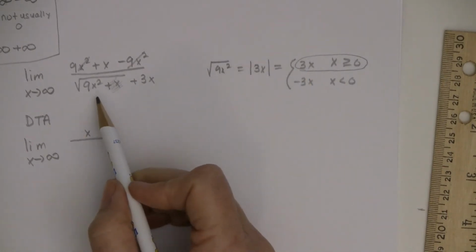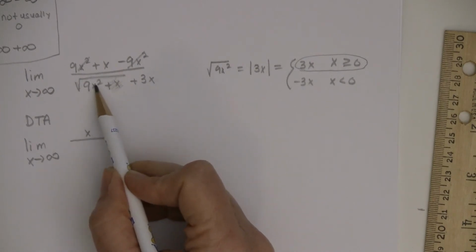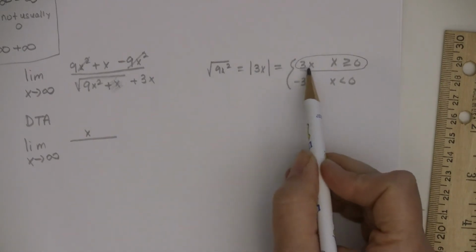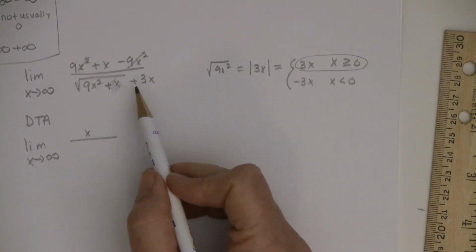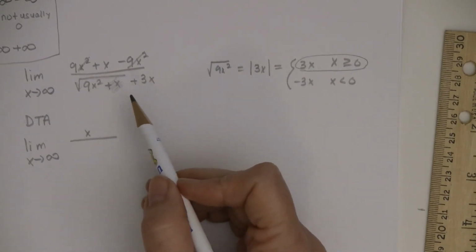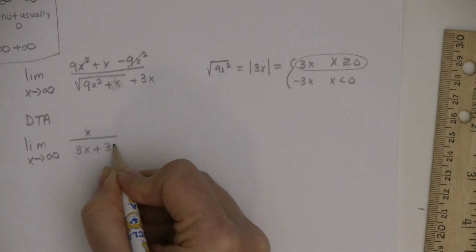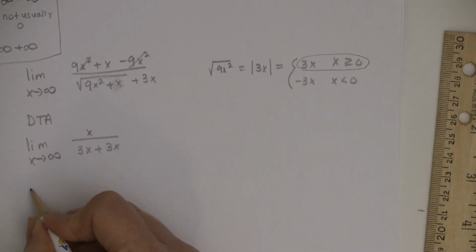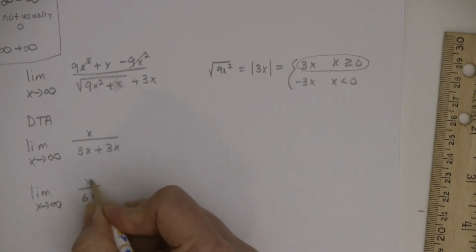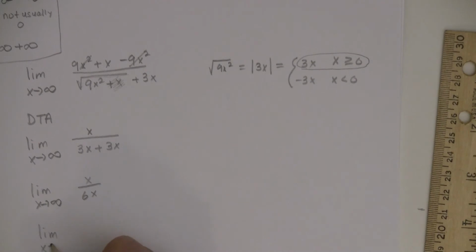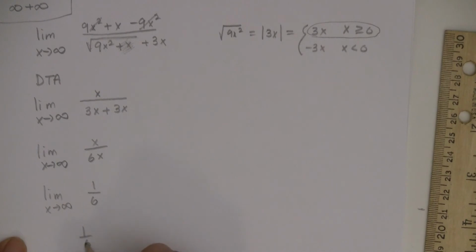So the square root of 9x squared becomes, under dominant term analysis, 3x, which is the same size as this. So this is not dominant over that one, and I'm not going to ignore one of them. I have to use both of them because they have the same degree; they're both degree 1. So this is 3x plus 3x, and this is the limit as x goes to infinity of x over 6x. The x's reduce out, so this is the limit as x goes to infinity of 1 over 6, which is 1/6.